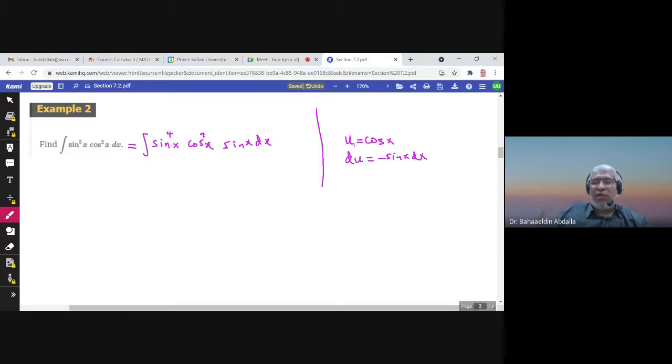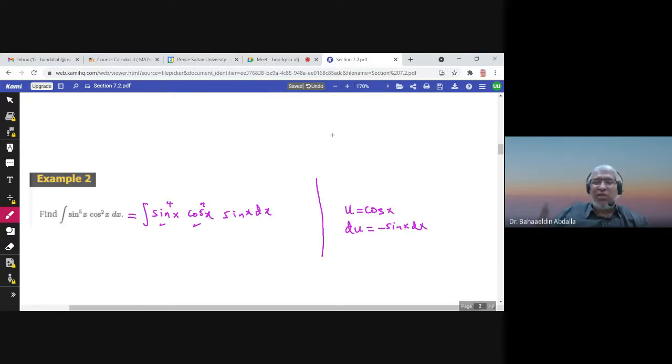I have to take u as cosine. So this is okay, I'll take u here as cosine. But this is not okay. I have to change it to cosine. So to change to cosine, we use the same formula. We said sine square plus cosine square is 1. So sine square x could also be written as 1 minus cosine square x.